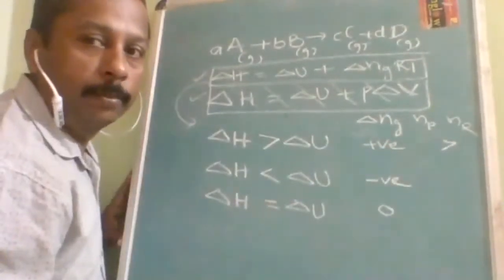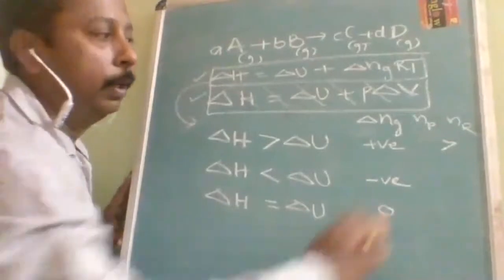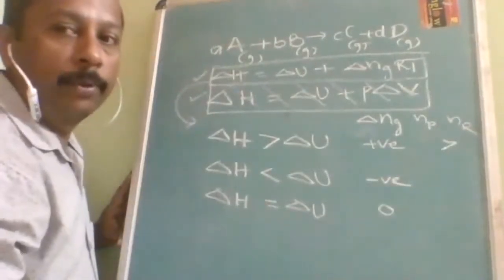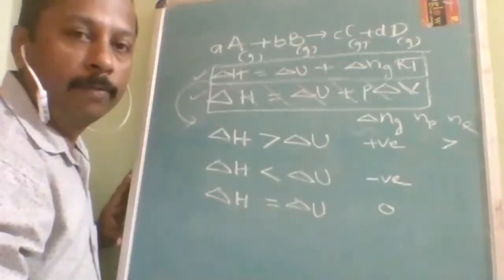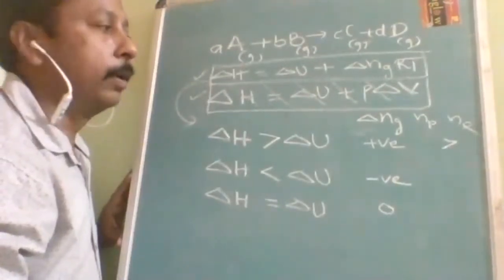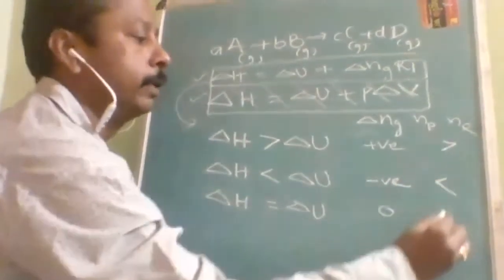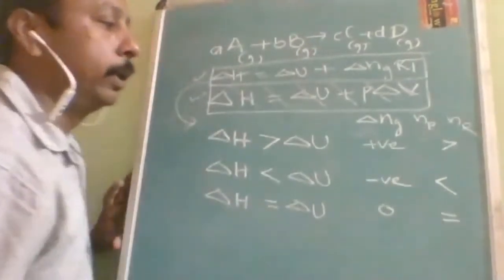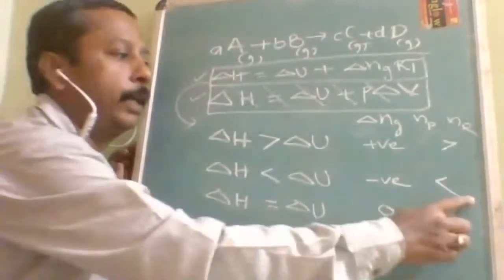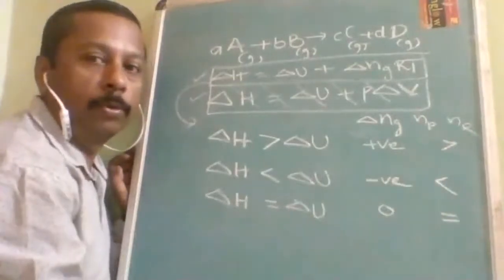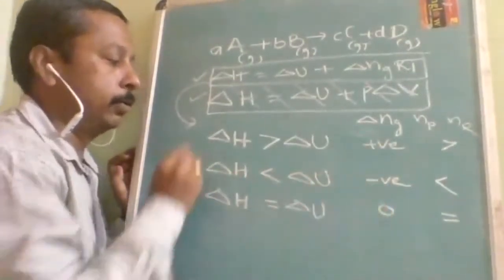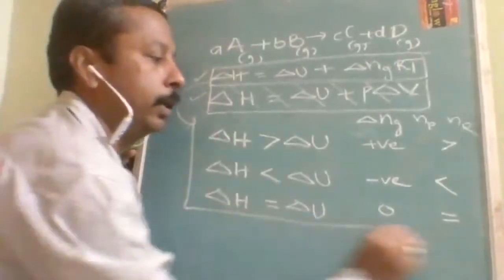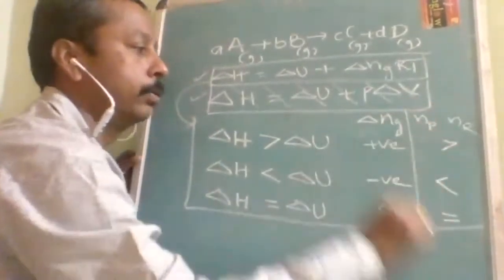To make it positive value, what we have to do? We have to take the number of moles of gaseous product greater than the number of moles of gaseous reactant. When they both are equal, that is the condition. If reactant gaseous moles are more, then this is going to be negative. That time delta H is going to be less than delta U. Is it understood, students?